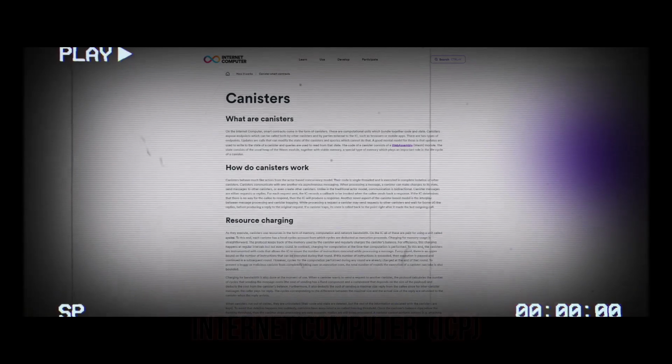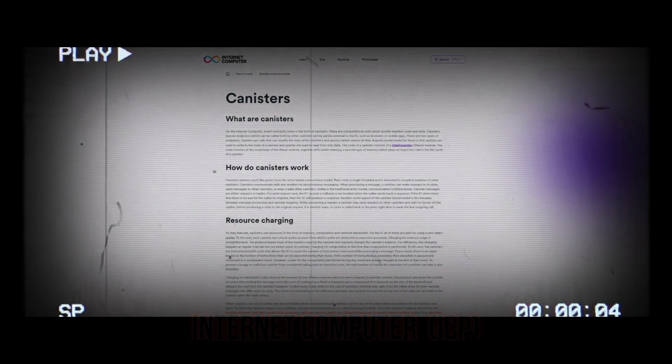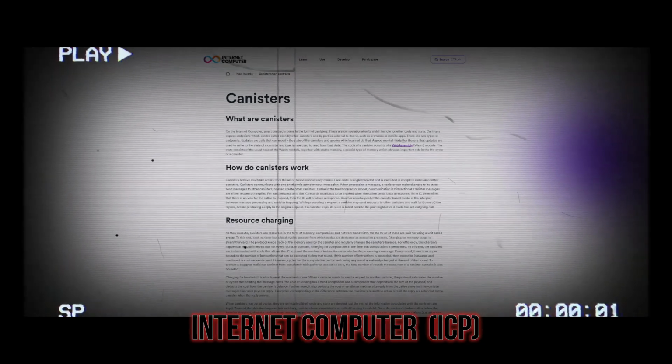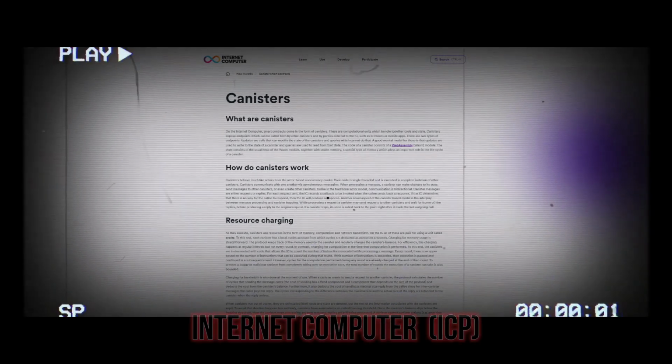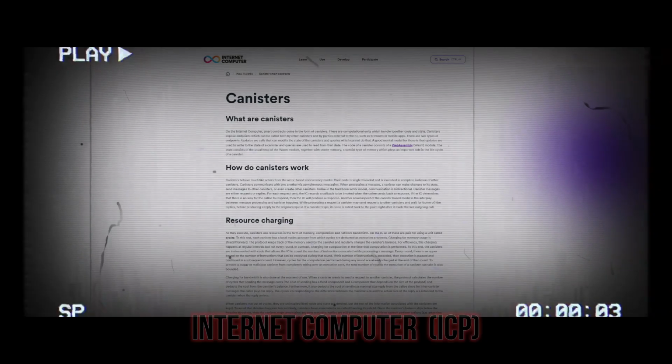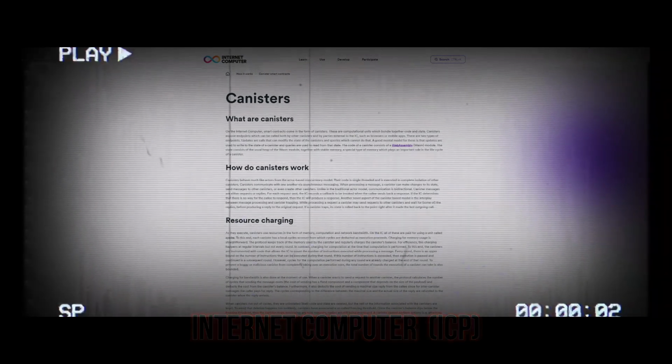Updates are calls that can modify the state of the canisters, and queries which cannot do that. A good mental model for these is that updates are used to write to the state of a canister, and queries are used to read from that state. The code of a canister consists of a WebAssembly (WASM) module. The state consists of the usual heap of the WASM module, together with stable memory, a special type of memory which plays an important role in the life cycle of a canister.